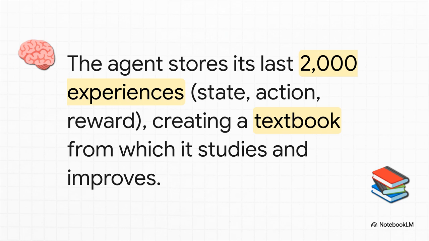And here's another key piece of the puzzle. The agent has a memory. It can store up to 2,000 of its most recent experiences. So every time it acts, it remembers the state of the market, what it did, and what the outcome was. This memory basically becomes its own personal trading journal that it studies to get smarter and smarter.